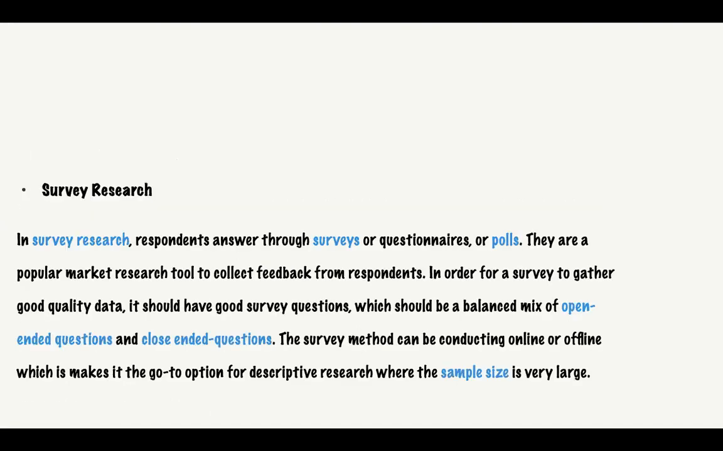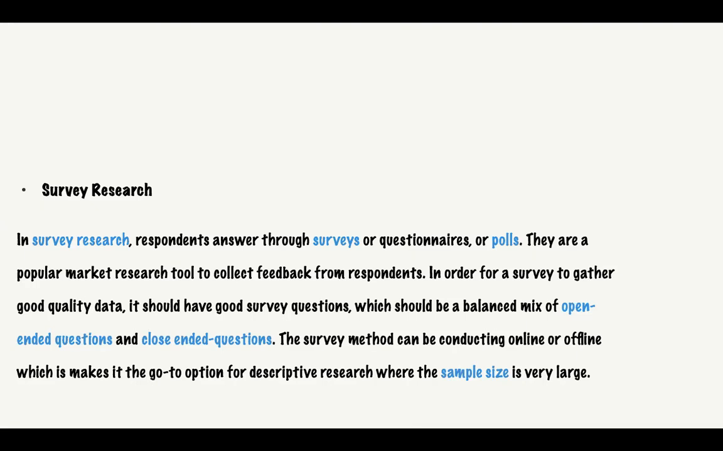And another one is survey research. In survey research, respondents answer through surveys, questionnaires, or polls. They are a popular market research tool to collect feedback from respondents. In order to gather good quality data, it should have good survey questions. It should be a balanced mix of open-ended questions and closed-ended questions.